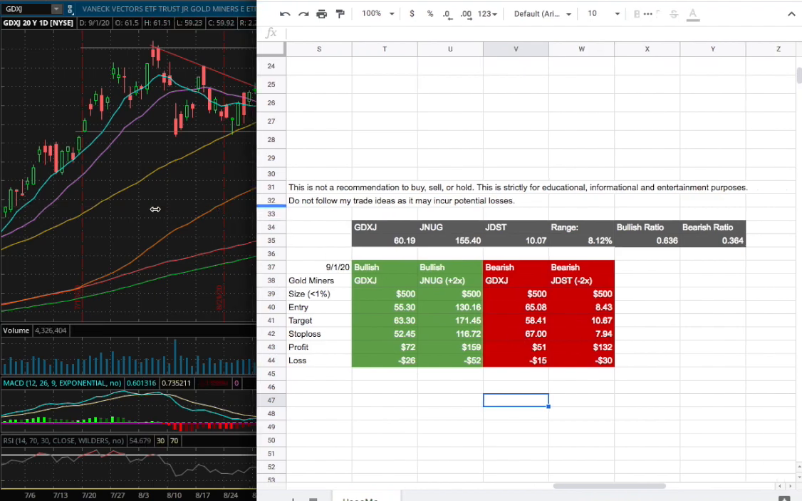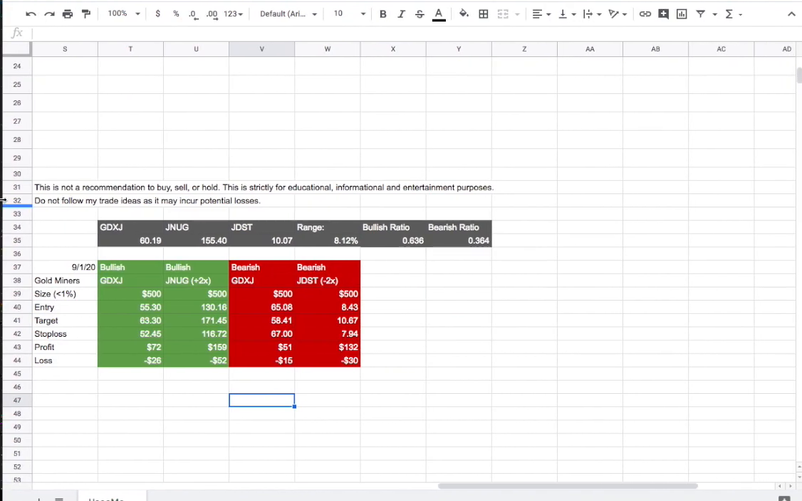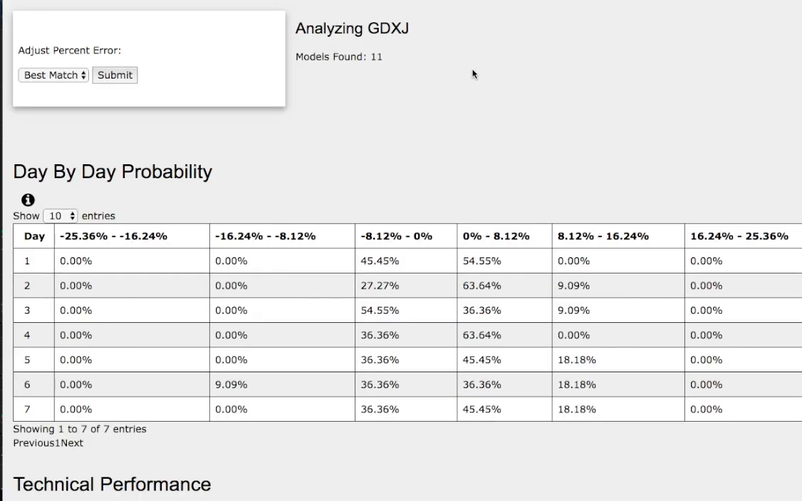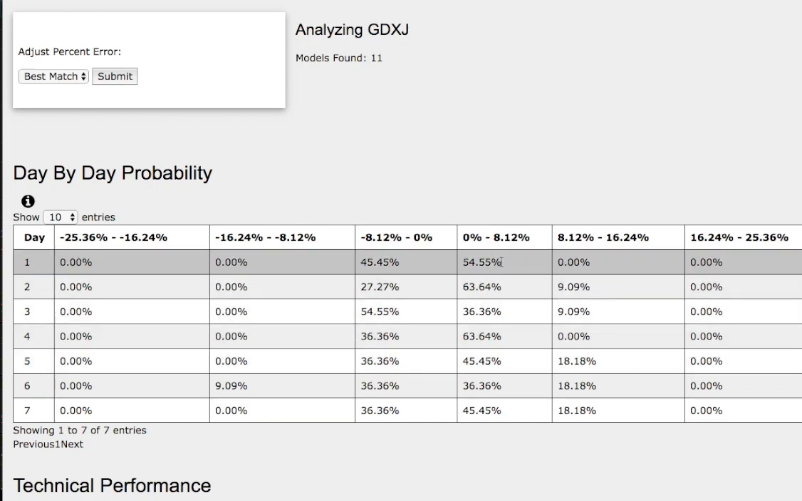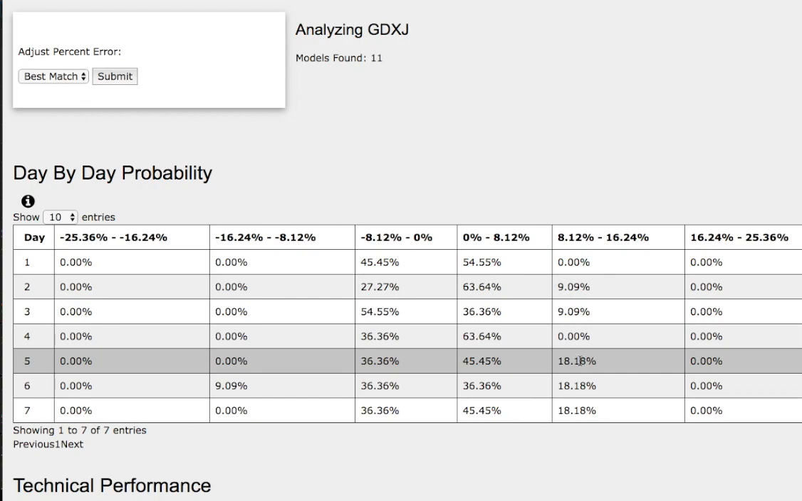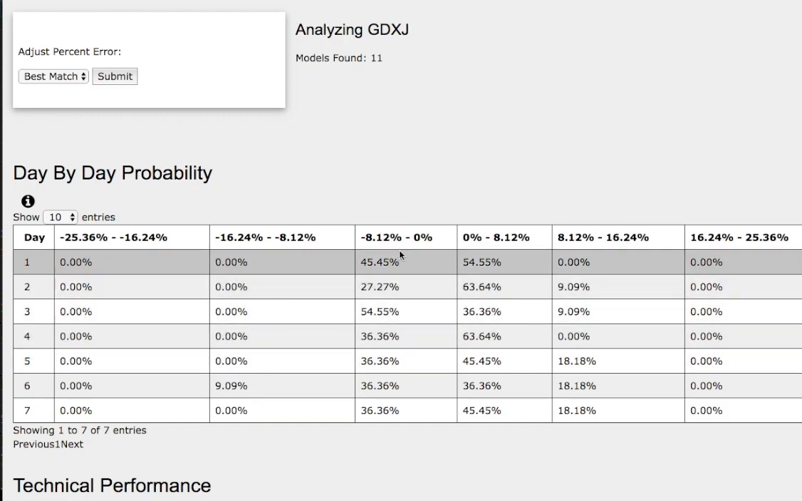So for the day-by-day probability model, which is available in the link below, do check it out. As we progress to the 5th day or week of trading, we have a 45% chance for gold miners to climb between 0 to 8%, and on the extreme case to the upside, an 18% chance for it to climb between 8% to 16%. And to the downside, we have a 36% chance for it to fall between 0 to negative 8%.